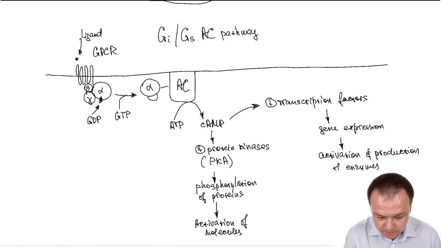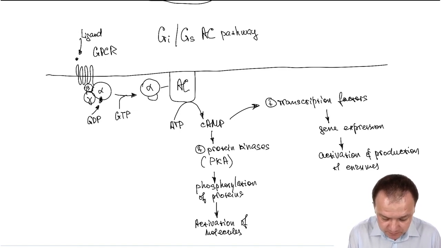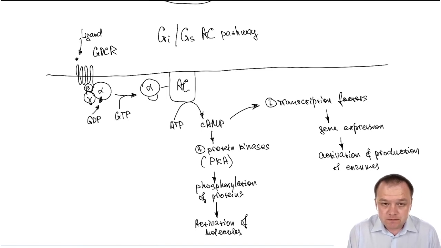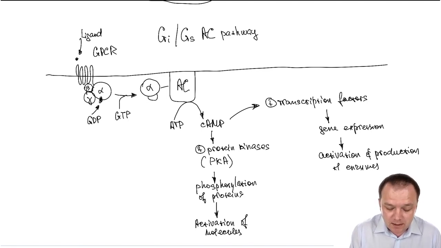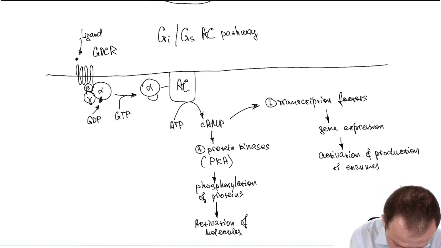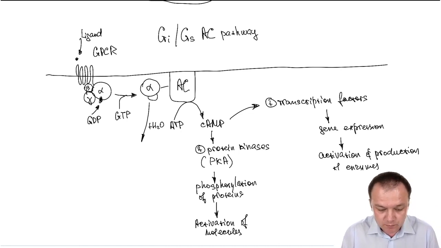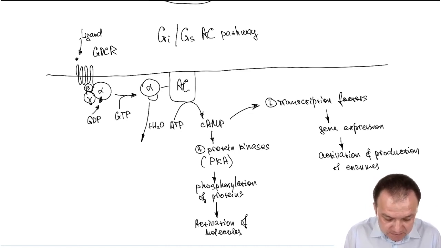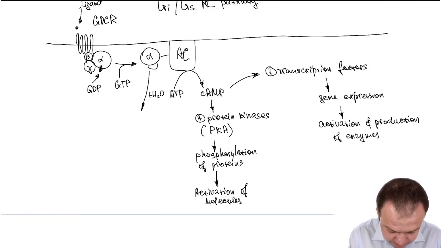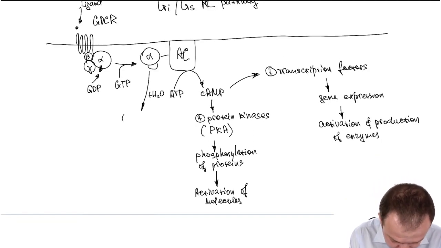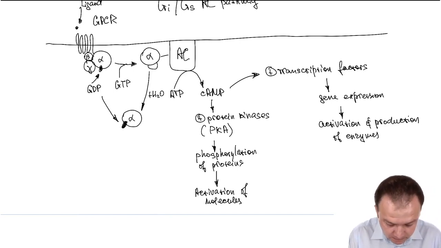Termination of action. As we have the alpha subunit bound with GTP, this GTP is slowly hydrolyzed from the alpha subunit. With the help of water molecules, a lot of water molecules present inside the cell, we have hydrolysis. And we have again the alpha subunit bound with a GDP molecule and phosphate.